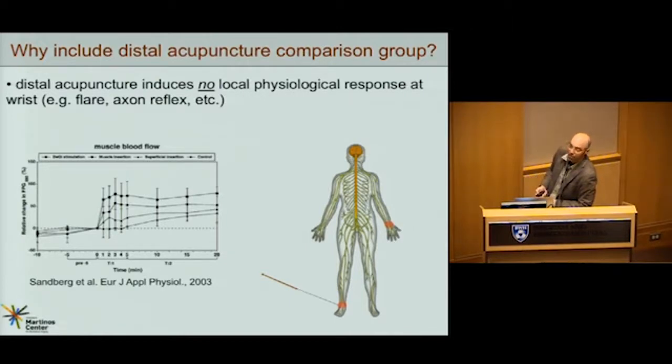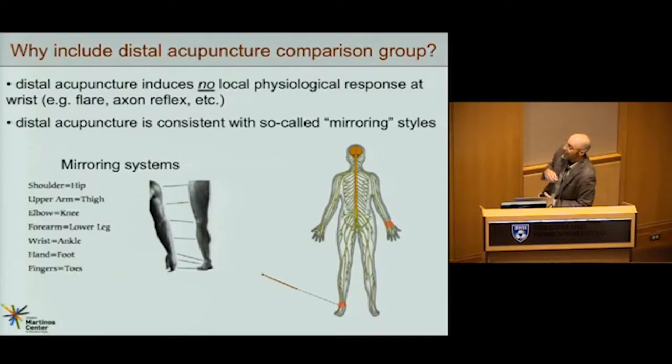But with distal acupuncture, you couldn't make that argument because any local effect is happening at the opposite ankle, not at the location of the wrist itself, where the lesion is in carpal tunnel syndrome. Interestingly enough, there is a reason to actually perform acupuncture on the opposite ankle. There are these systems called mirroring acupuncture systems where, let's say you were treating shoulder pain, you would actually treat the opposite hip, for example. Or for knee pain, you would treat the opposite elbow. So these mirroring systems do exist clinically. Nobody's ever really looked at these things scientifically. But we thought it was an interesting reason to include this as part of the study design.